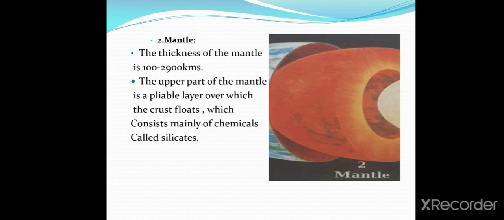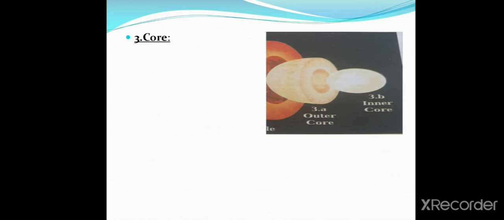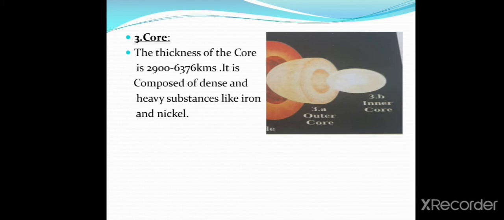Second one, mantle. The thickness of the mantle is 100 to 2900 kilometers. The upper part of the mantle is a pliable layer on which the crust floats, which consists mainly of chemicals called silicates. Third one, core. See children. The thickness of the core is 2900 to 6376 kilometers. It is composed of dense and heavy substances like iron and nickel.